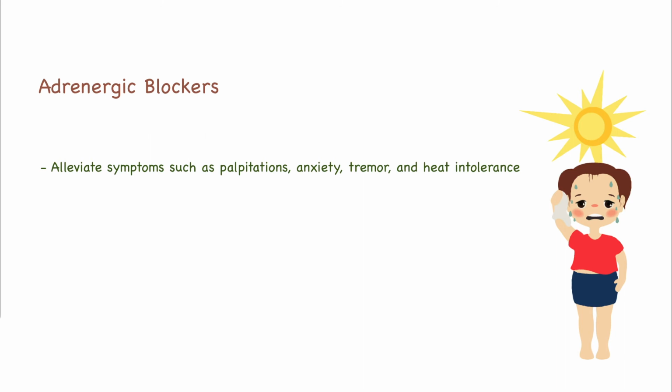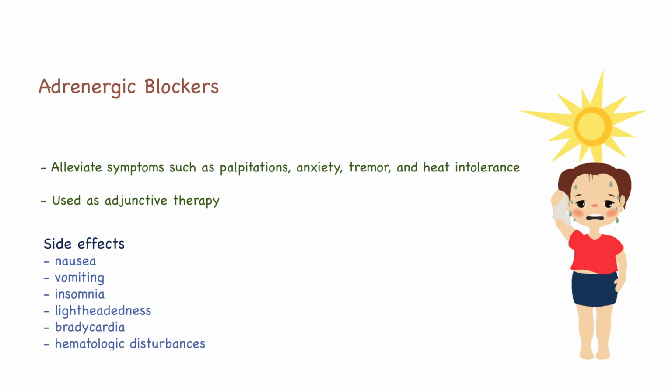Adrenergic blockers like beta blockers are used to alleviate symptoms such as palpitations, anxiety, tremor, and heat intolerance. Propranolol and nadolol partially block conversion of T4 to T3, but this contribution to overall effect is small. It is used as adjunctive therapy to all previously discussed treatments. The side effects include nausea, vomiting, insomnia, lightheadedness, bradycardia, and hematologic disturbances. Centrally acting sympatholytics like clonidine and calcium channel antagonists like diltiazem and verapamil can be used as an alternative.